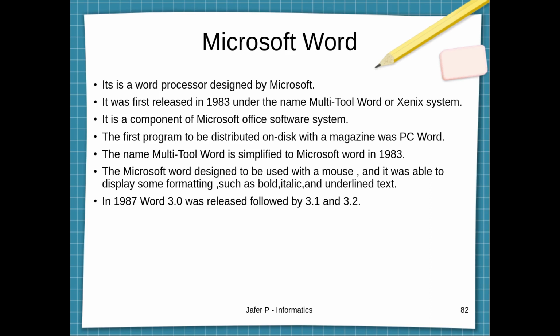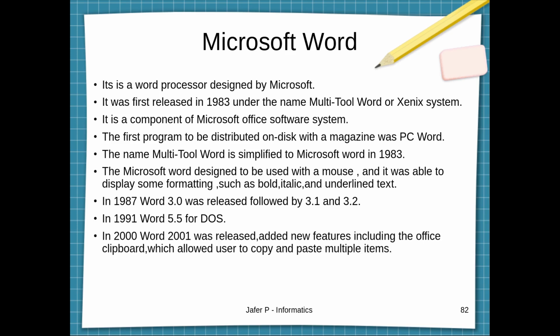In 1987, Word 3.0 was released, followed by 3.1 and 3.2. So after 1983 there were some Word versions released: in 1987 Word 3.0 was released, then 3.1 and 3.2. In 1991, Word 5.5 for the DOS operating system was released.